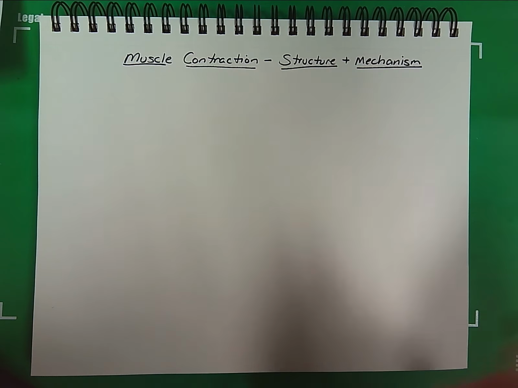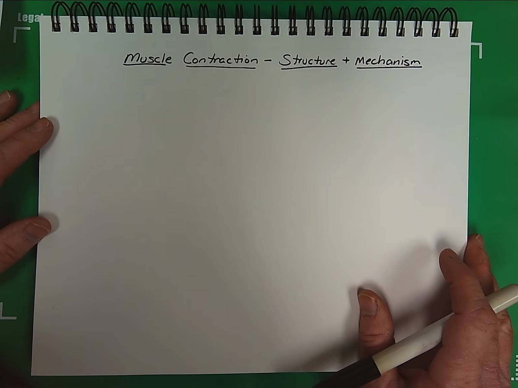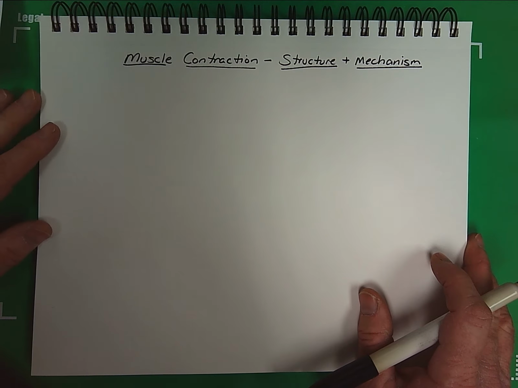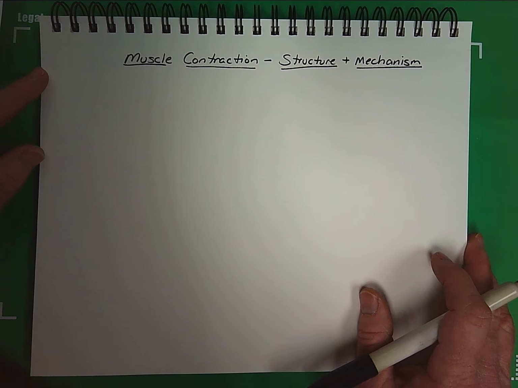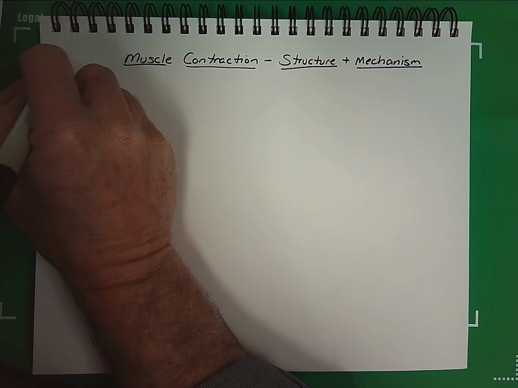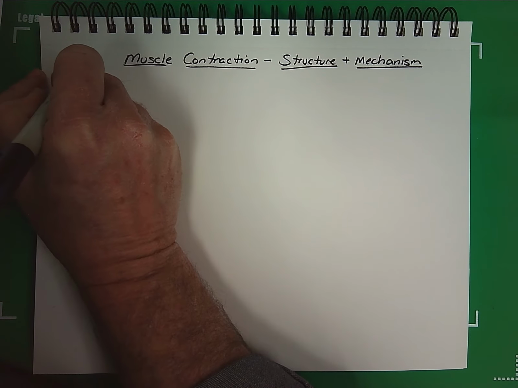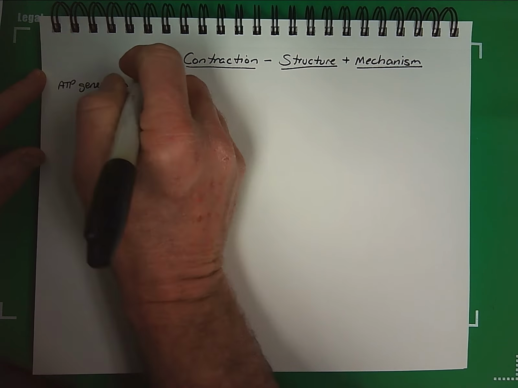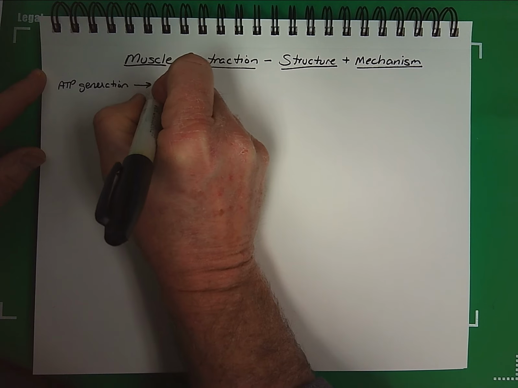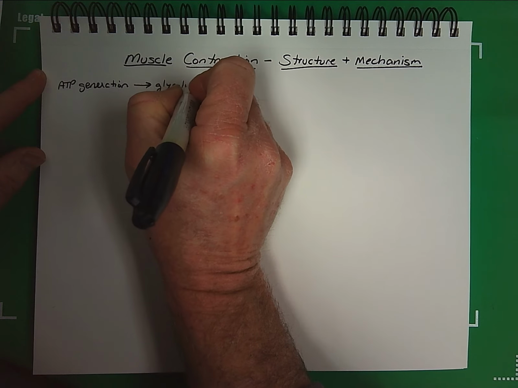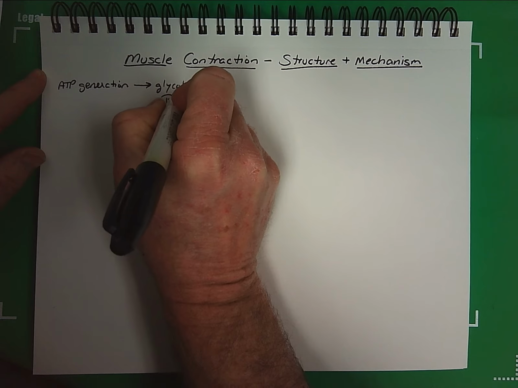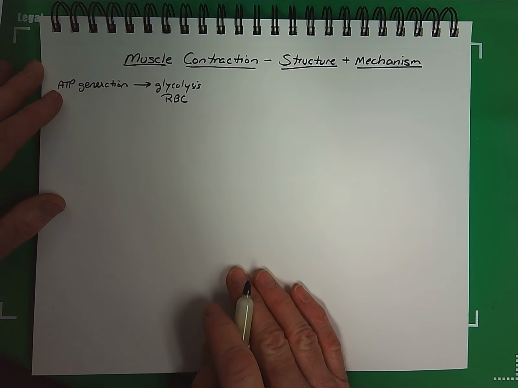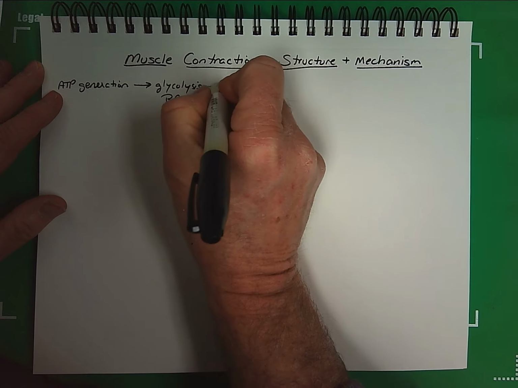Okay, in this video we are going to be looking at the next step in our course, which is muscle contraction. And the reason I place this video and this lecture in this position is because we have been examining ATP generation using the pathway of glycolysis in red blood cells.